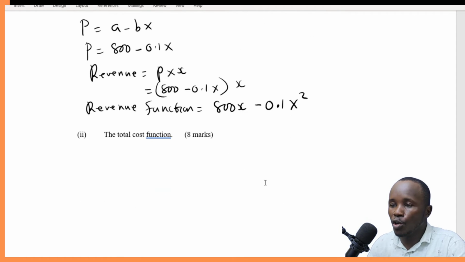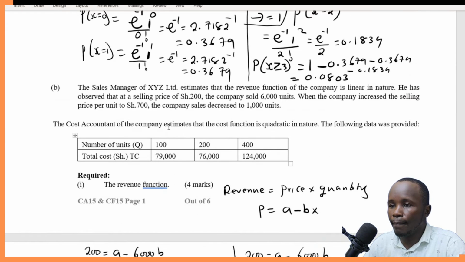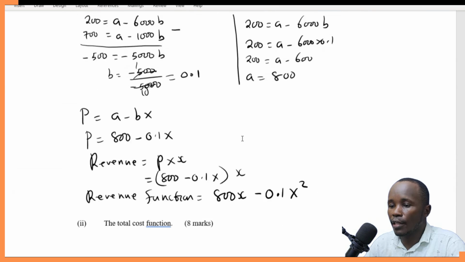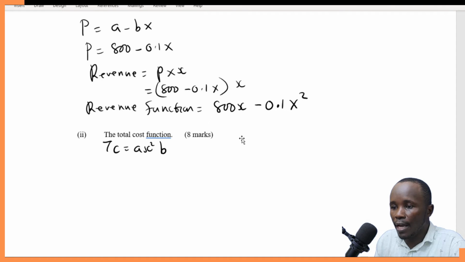Now, let's go to the total cost function. Here, you have been told that the cost accountant of the company estimates that the cost function is quadratic in nature. Therefore, we need to come up with a quadratic equation. So, total cost is quadratic in nature. It therefore means it's ax squared plus bx plus c.